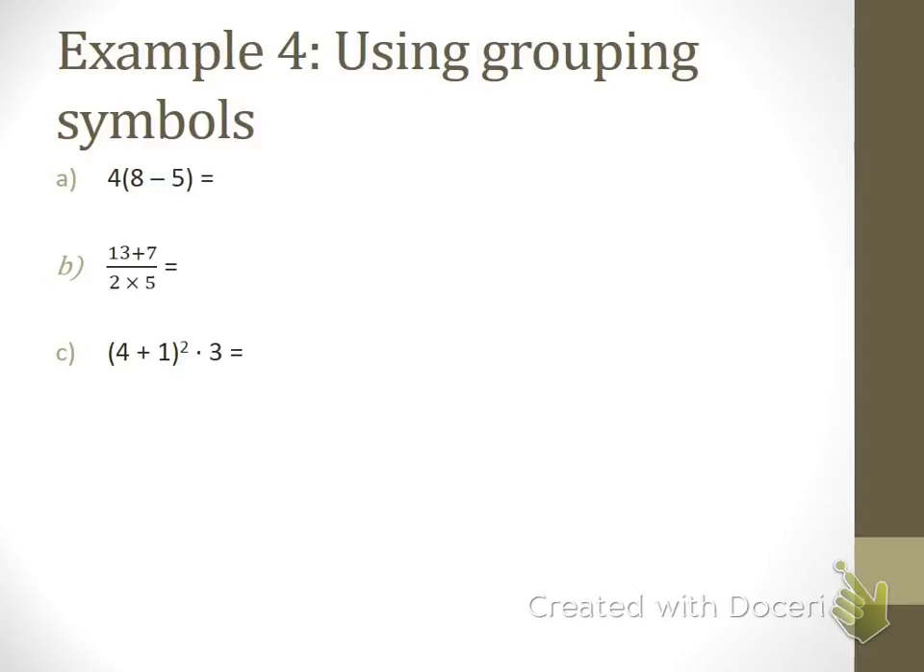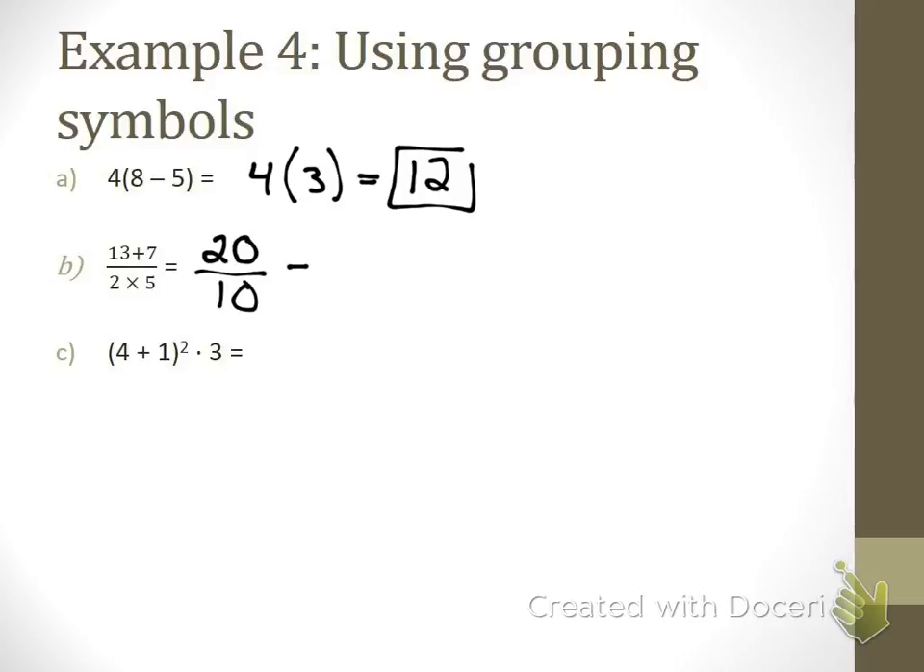All right, now in example 4, we're using grouping symbols. So here, there is something to simplify within the parentheses, so I need to do that first. On example 4a, I'm going to do 4 times 3. And 4 times 3 is 12. In example B, I need to simplify everything that's on top and bottom. So 13 plus 7 is what, class? 20 divided by 10 gives me 2.